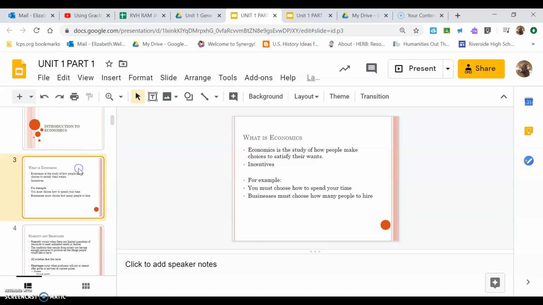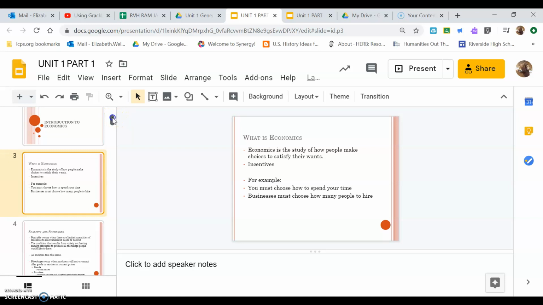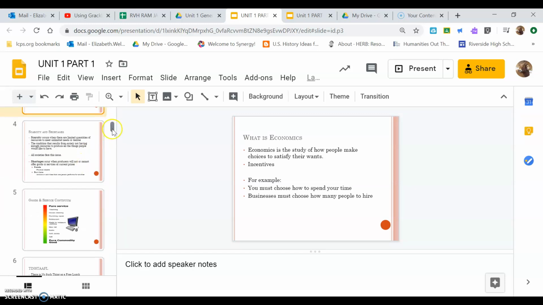So let's start here with what is economics. Remember, we talked about it's how people make choices to satisfy their wants. It's the study of people and their choices, right? Like Crash Course says. And I really don't have anything to add to that. But basically, this decision making helps define our lives. And we'll talk more about decisions in just a second.